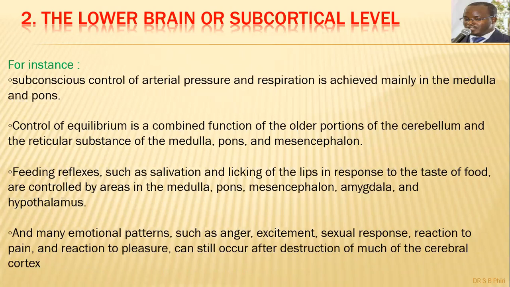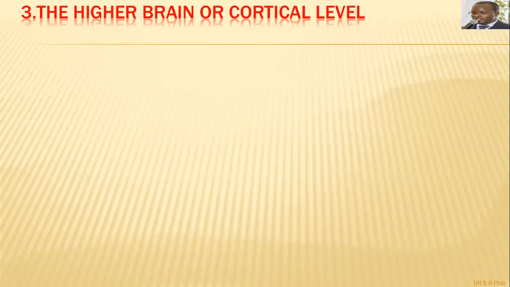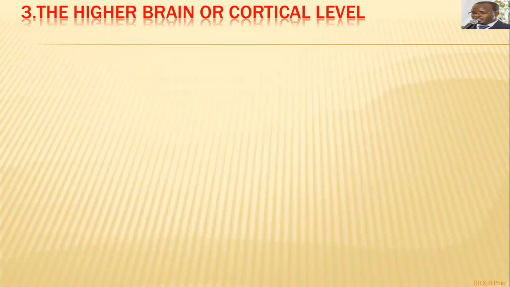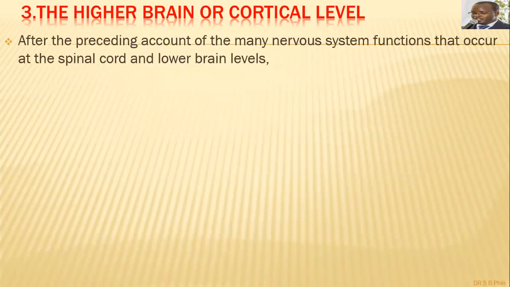So you find that even if the cerebral cortex is damaged, maybe due to trauma or due to stroke, you'll find that these other things will still be there. Why? Because the subcortical level is also involved in control of this subconscious information. So by now, you know that most of the things are taking place within the spinal cord and the subcortical level.